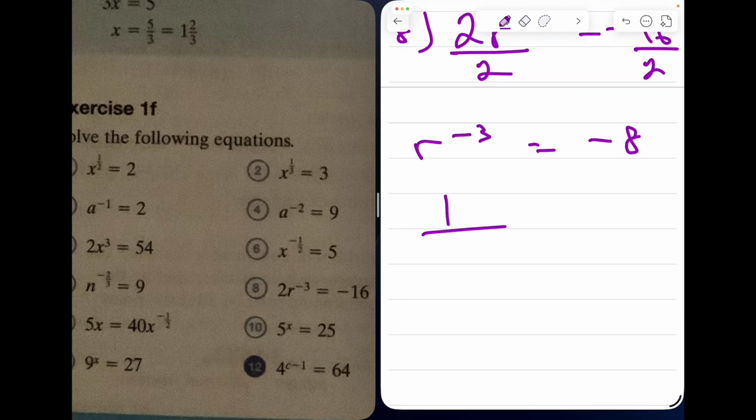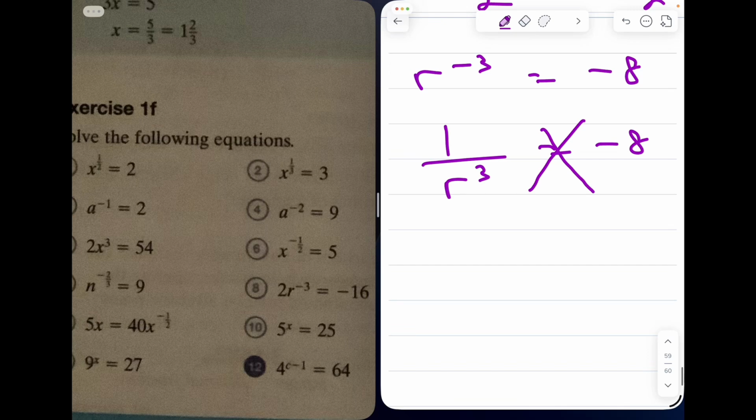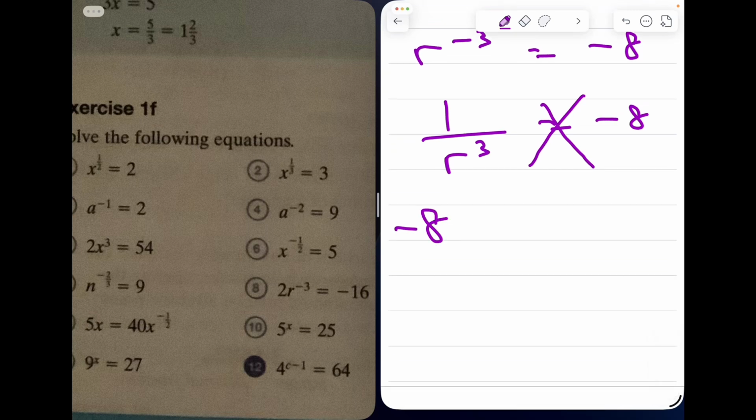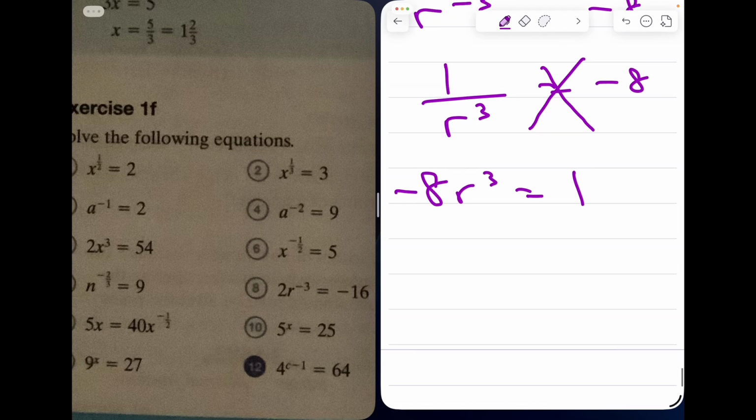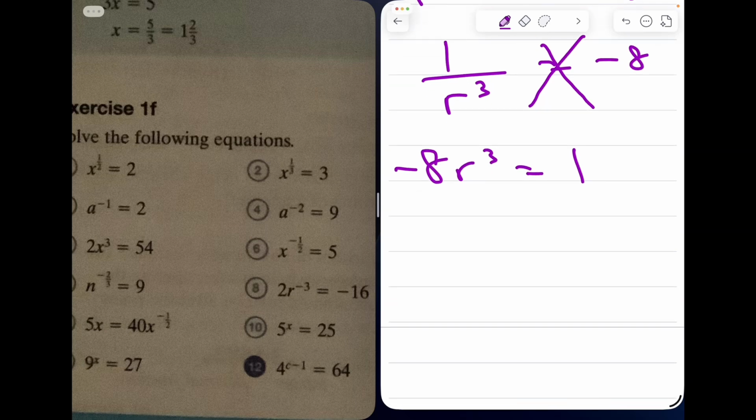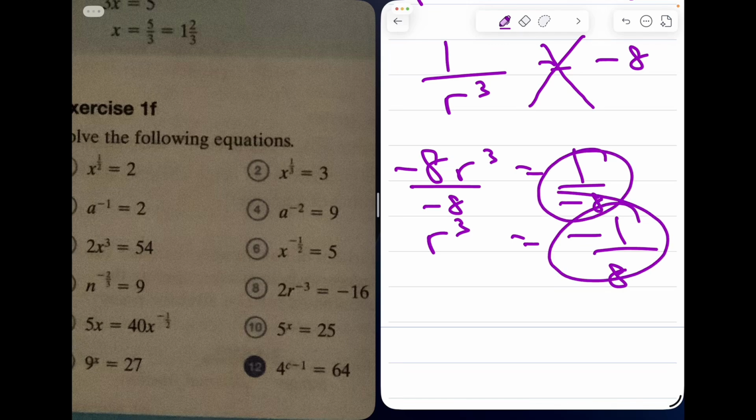Now this simply means 1 over r raised to power 3 is equal to minus 8. If I do cross multiplication, then I'm going to have minus 8r raised to power 3 equals 1. And that simply means r raised to power 3 equals 1 over minus 8, which is the same as minus 1 over 8. If I divide both sides by minus 8, 1 over minus 8 is the same as minus 1 over 8. Now, where do we go from there?